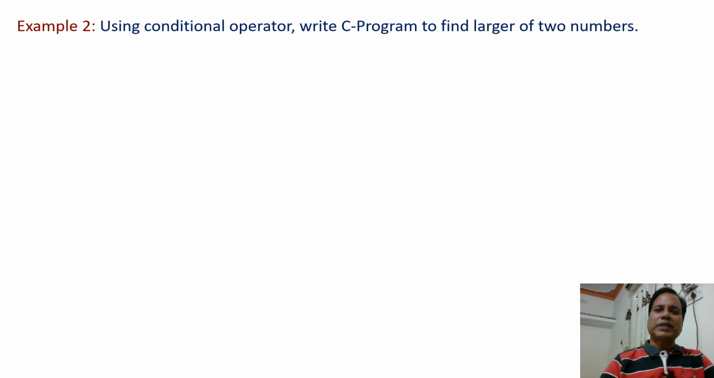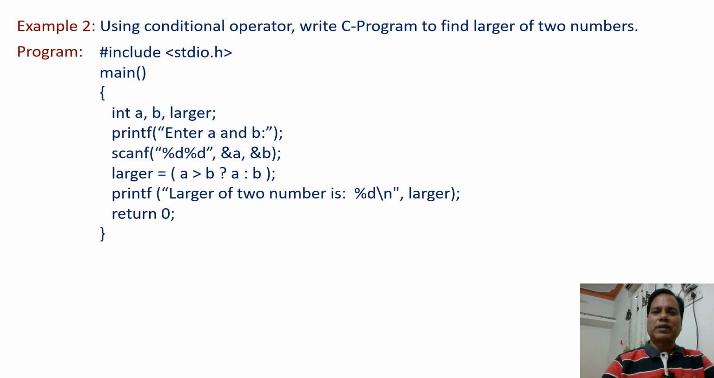Now let us discuss the second example. Using the conditional operator, write a C program to find the largest of two numbers. If two numbers are given, which one is the larger number? So we can find that. A program can be written like this one. Here in this program, two numbers are taken from the keyboard. So integer a comma b larger. Using this statement, three variables are declared, a, b and larger. All these variables are of integer type.